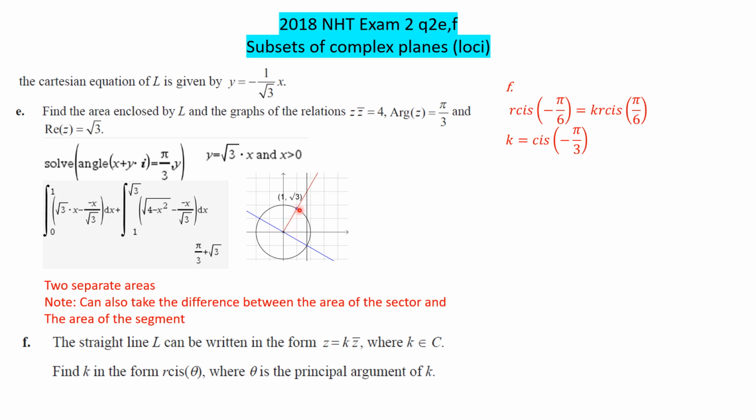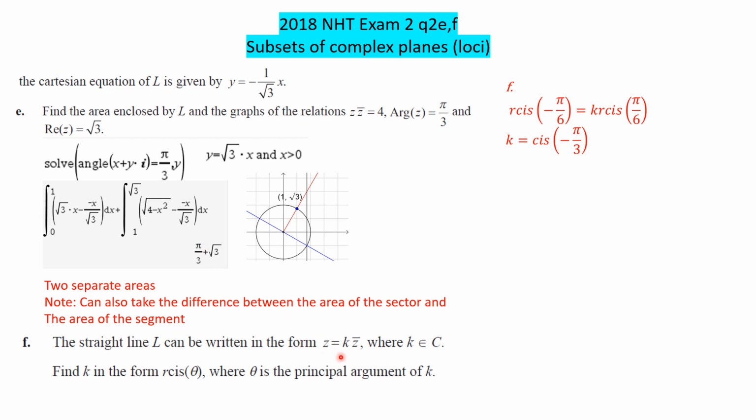And then the second area from 1 up to root 3. Okay. So 1 up to root 3 here. So in this case here, we know that the semicircle is on top. So you take this minus the bottom one, which is given by negative x over root 3. And then you add the two areas together to get the total area.